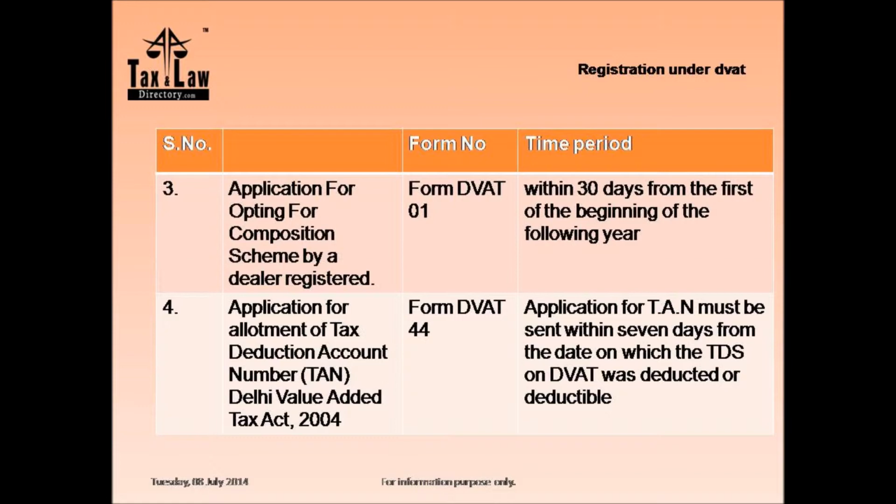Application for allotment of tax deduction account number is required to be filed in Form DVAT 44. Application for TAN must be sent within 7 days from the date on which TDS on DVAT was deducted or deductible.